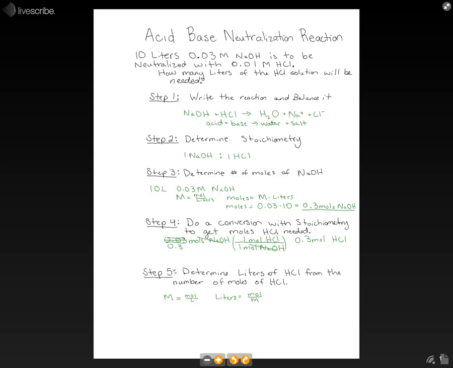So if we plug in our numbers, we have 0.3 moles, and we have 0.01 molarity HCl. We're going to end up with 30 liters. And that's going to be our answer for this. We're going to need 30 liters of the HCl solution in order to neutralize the 10 liters of the NaOH.